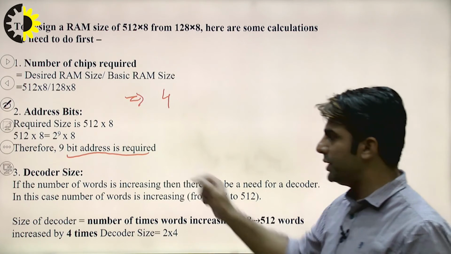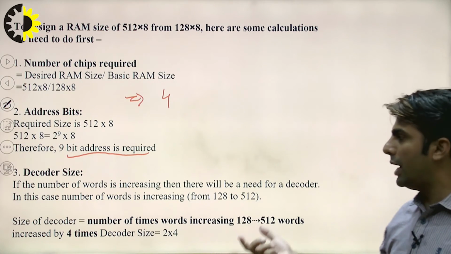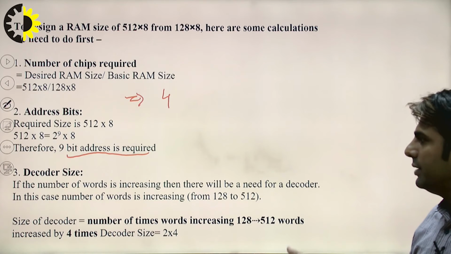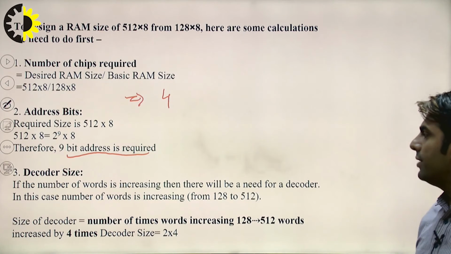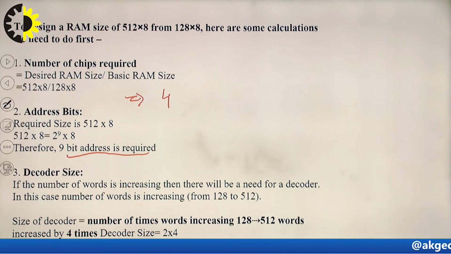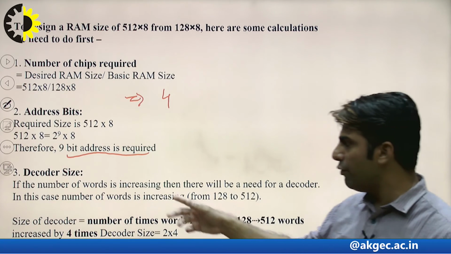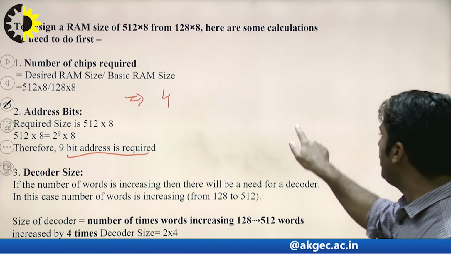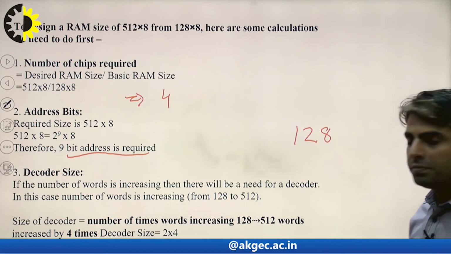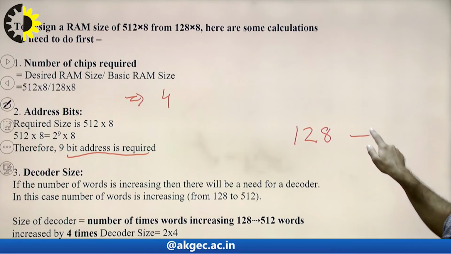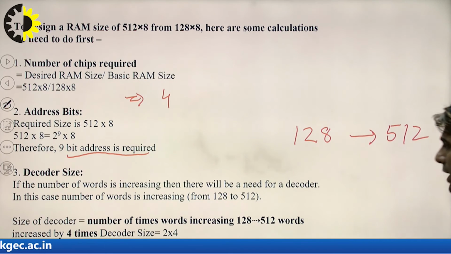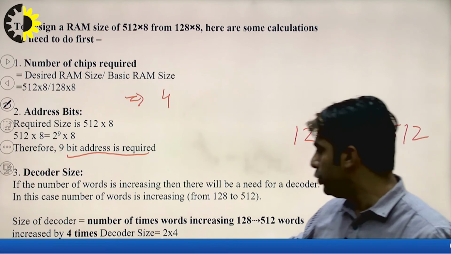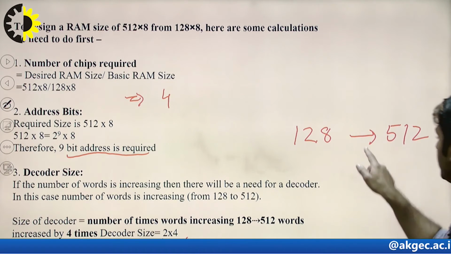And then we have the decoder size. Now, why do we need a decoder and what size of decoder will be required? If the number of words is increasing, then there will be a need for a decoder. When the number of words increases, that means we are given a 128 word RAM and we are supposed to make a 512 byte RAM. Therefore, the decoder size will be 2 into 4, because it is 4 times.